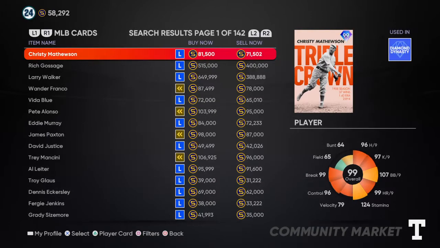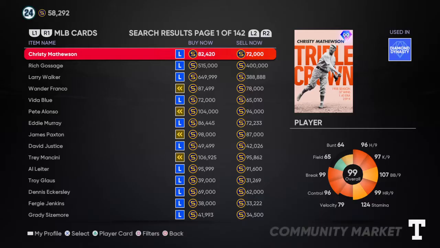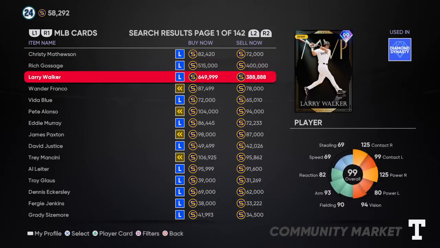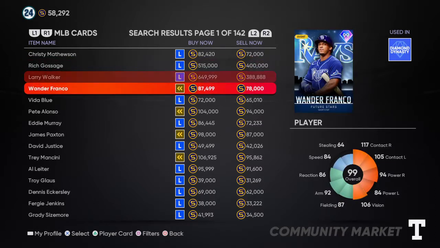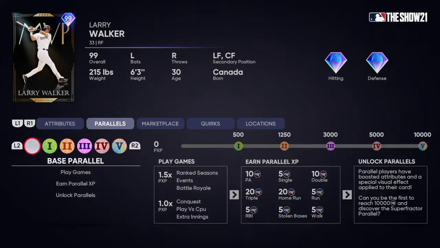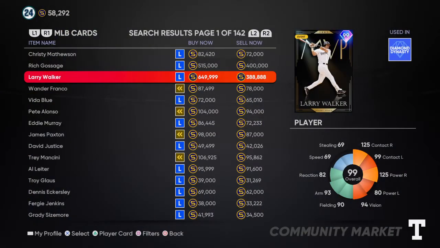Alright, so this is how you flip cards. So I'm going to filter this. Actually, real quick, the two things you're looking for: one is guys that sell quickly, and two is the gap of the cards. For example, this Larry Walker has a big gap, but it's not really going to flip that much because there's not a whole lot of people buying them.